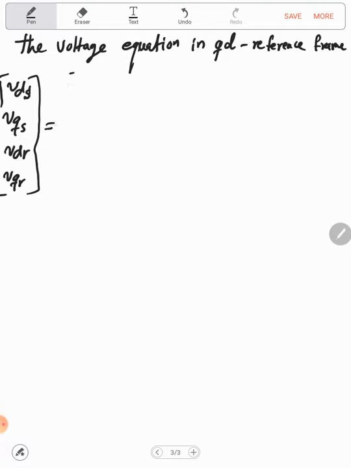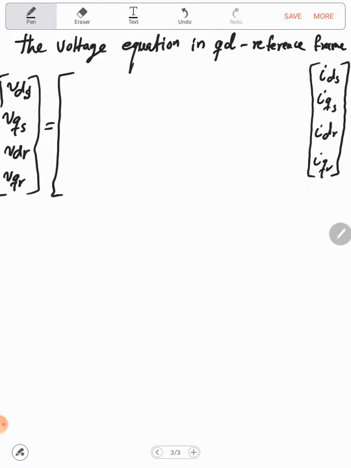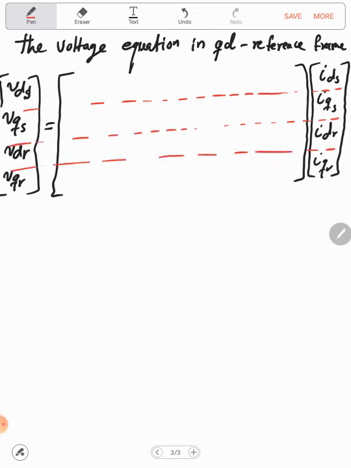This will equal the matrix here multiplied by IDS, multiplied by IQS, multiplied by IDR, multiplied by IQR. Now let's organize it here.